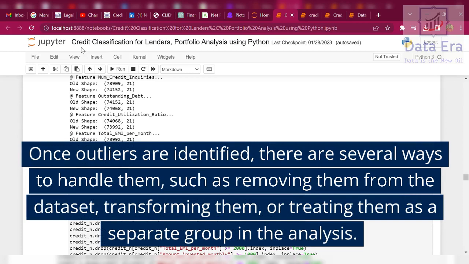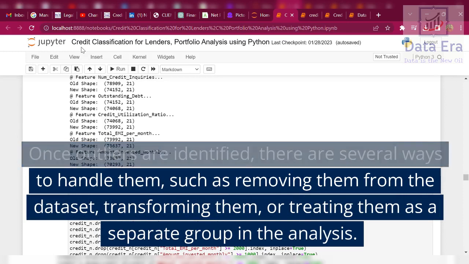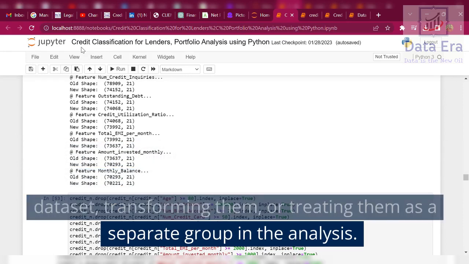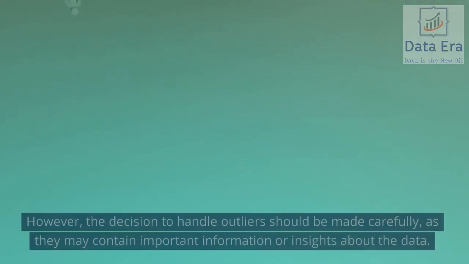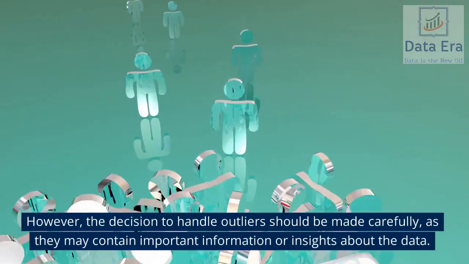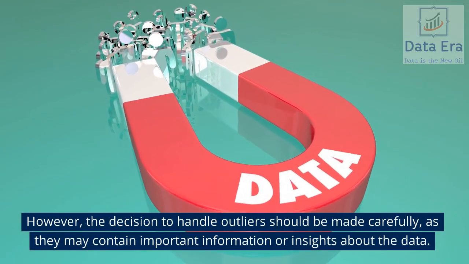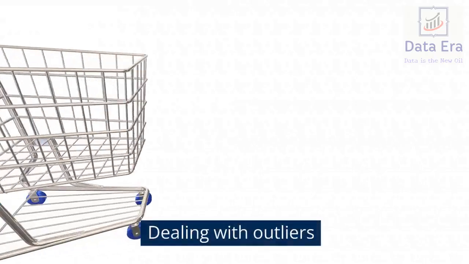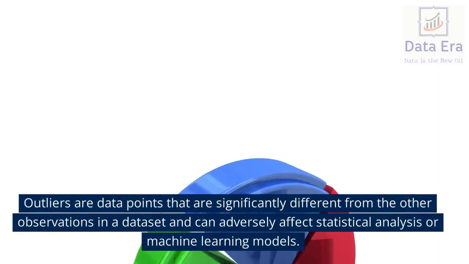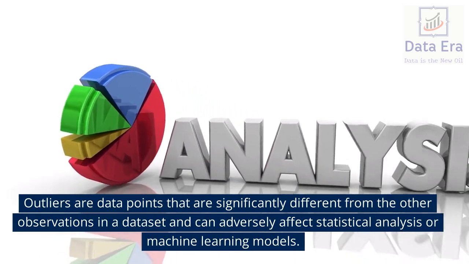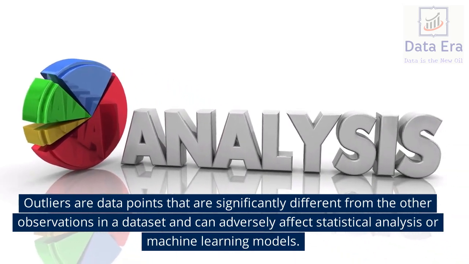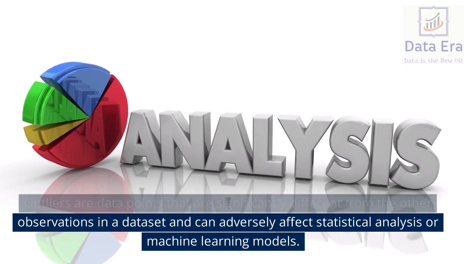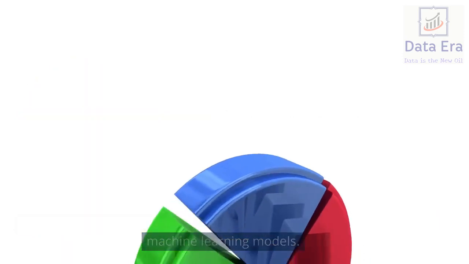Once outliers are identified, there are several ways to handle them, such as removing them from the dataset, transforming them, or treating them as a separate group in the analysis. However, the decision to handle outliers should be made carefully, as they may contain important information or insights about the data. Dealing with outliers. Outliers are data points that are significantly different from the other observations in a dataset and can adversely affect statistical analysis or machine learning models.